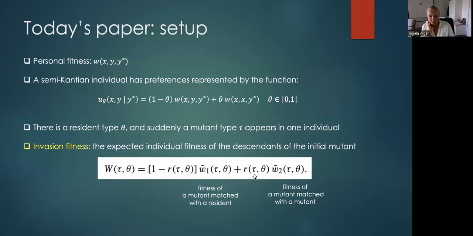And R here is relatedness. As I mentioned, this relatedness generally depends on both the resident type and the mutant type, and depends on the life cycle events in the demographic time period.